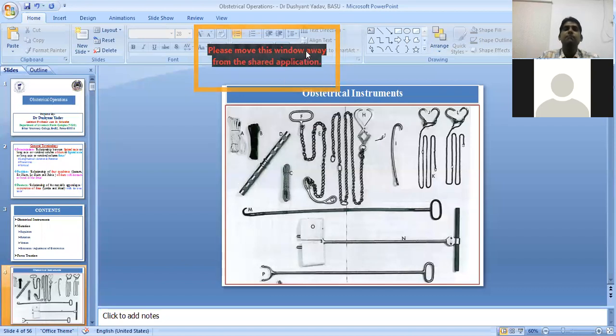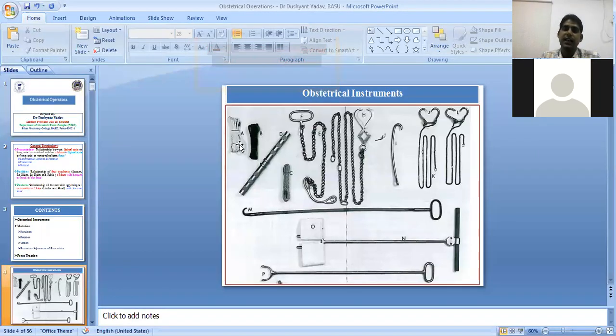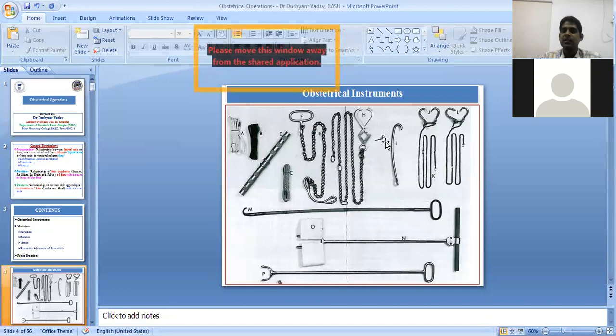These are the common obstetrical instruments which you have seen in your slides, including obstetrical hooks, chains, Crace, Cutler, and many others, anal hook and ropes. All these things are called obstetrical instruments. But the best obstetrical instrument is your hand. Your hand is the best obstetrical instrument.